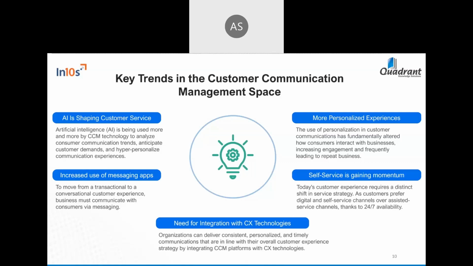Also, we'll now look at the In10s roadmap, how In10s is aligned to all these trends and is already on par in achieving some of the trends.